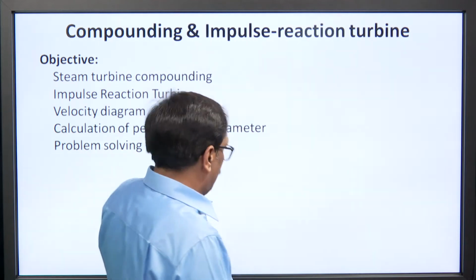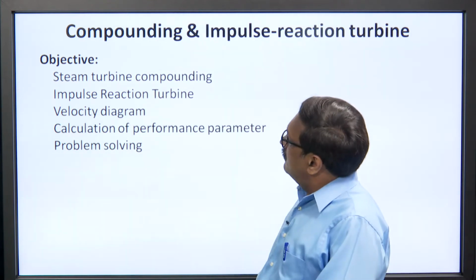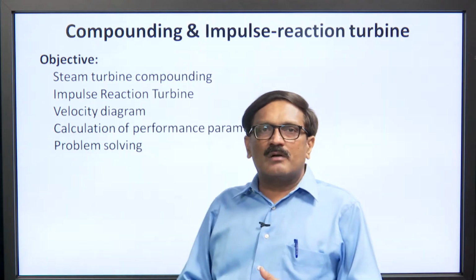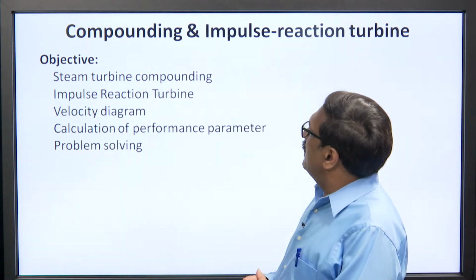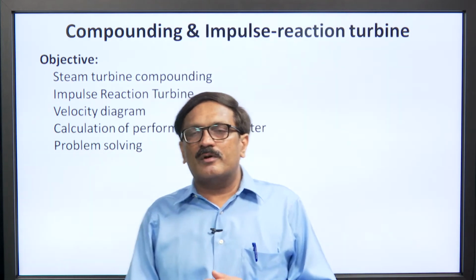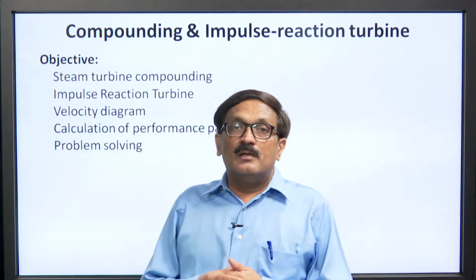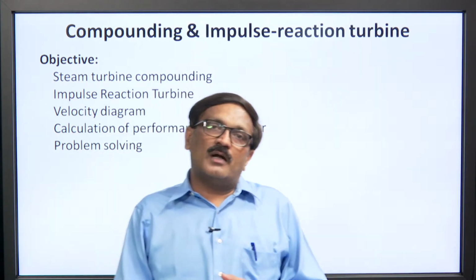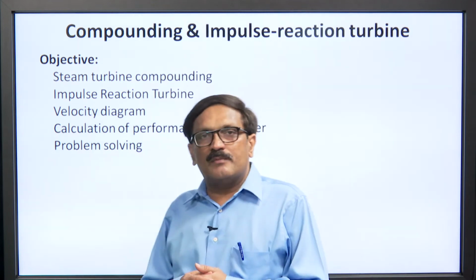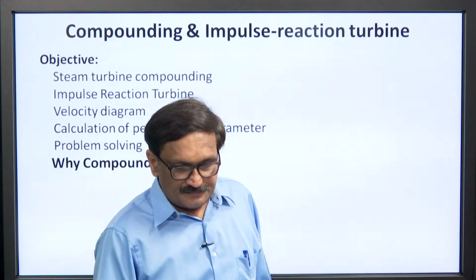The objective of this talk is that at the end you should be able to understand the working of the compounded steam turbine and why we do the compounding of the turbine. You should be able to explain the working of the impulse reaction turbine, how we can draw the velocity diagram for the impulse reaction turbine and for the compounded turbine, and how we can use that velocity diagram for calculating the performance parameters, work done and efficiency. In the end we will discuss some problems.